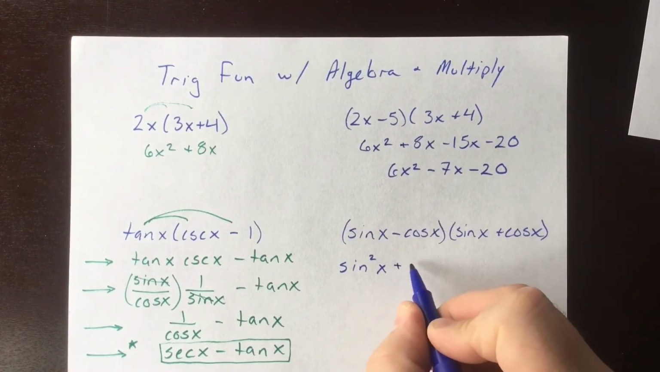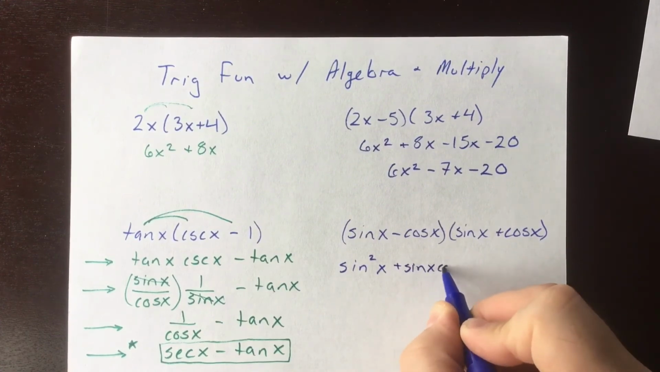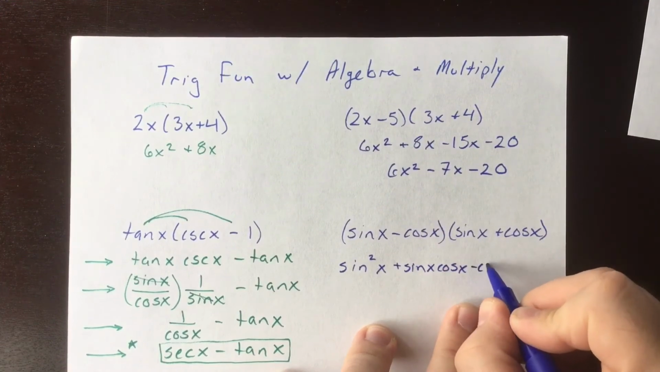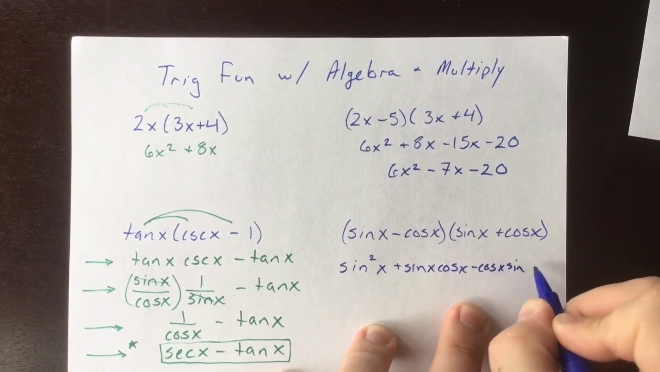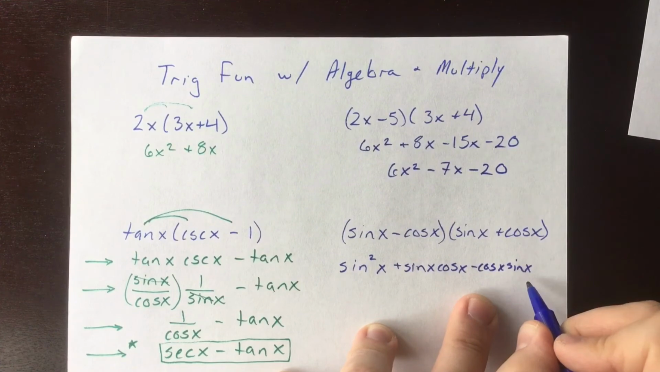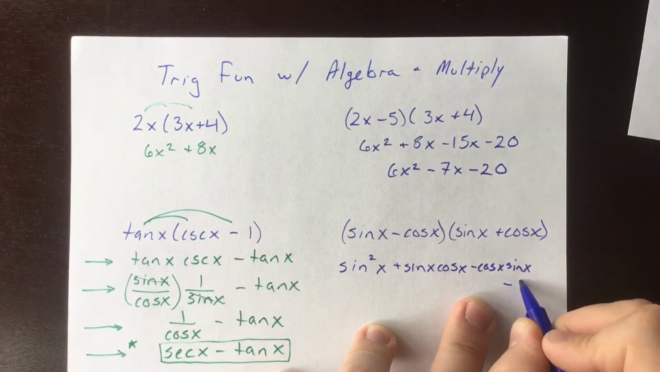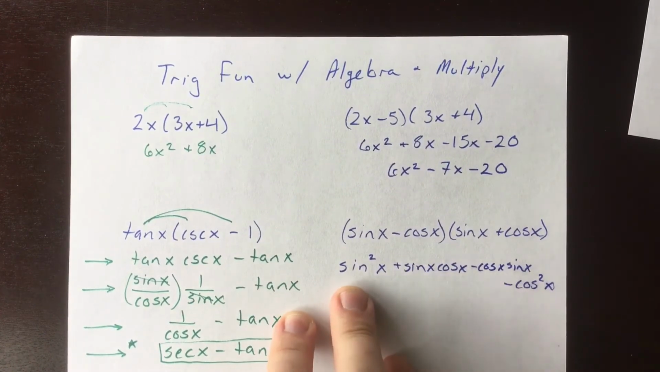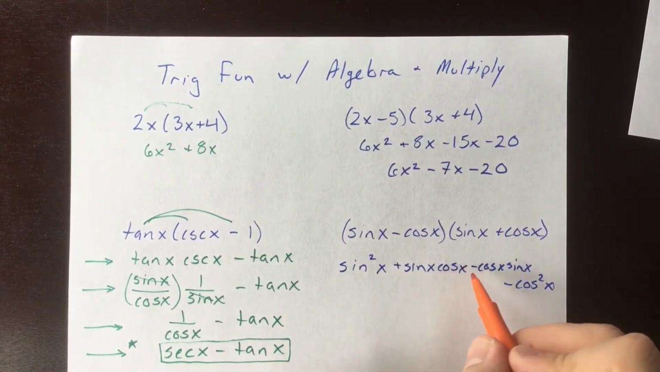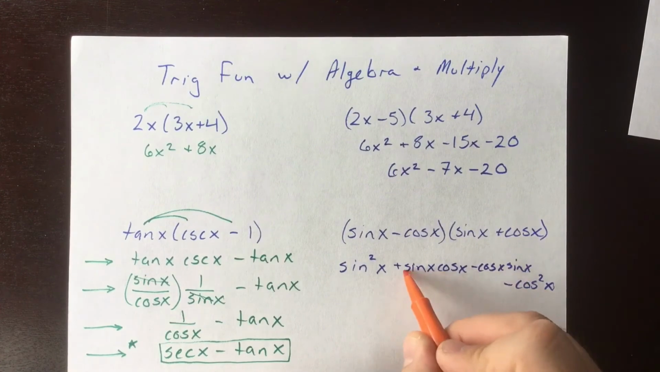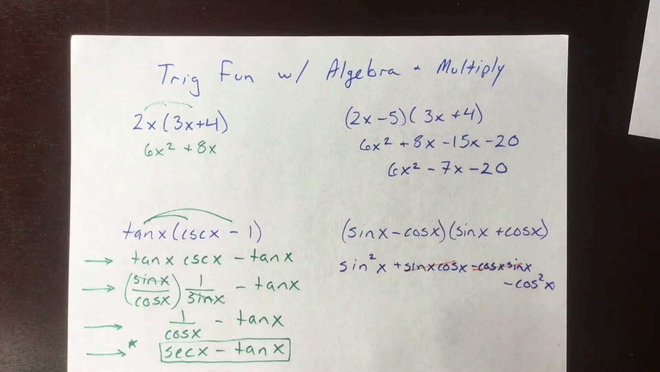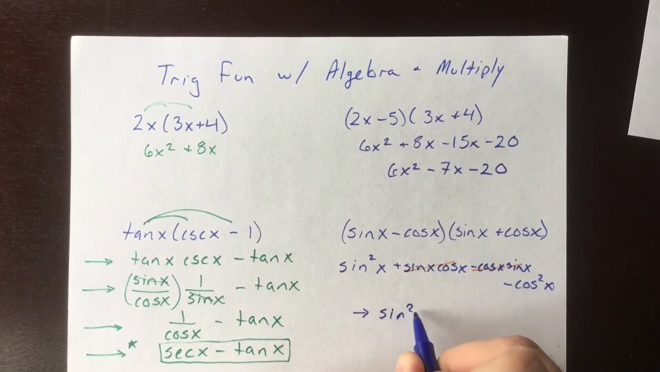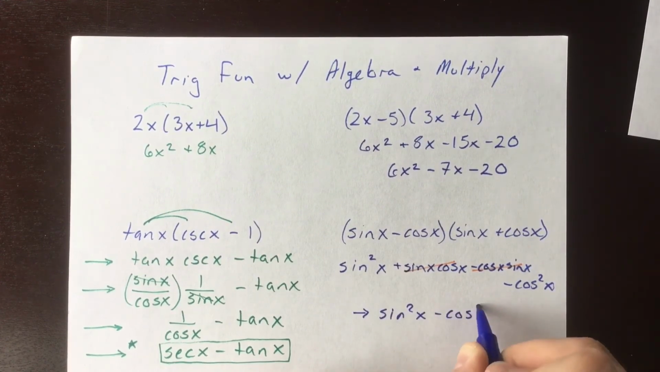Okay, then we want plus sine of x cosine of x. I'm writing a little smaller because I'm going to run out of room. And then minus cosine of x sine of x. And then minus cosine squared of x. Okay, well, positive sine cosine, negative cosine sine, they cancel. Which leaves us with sine squared of x minus cosine squared of x.